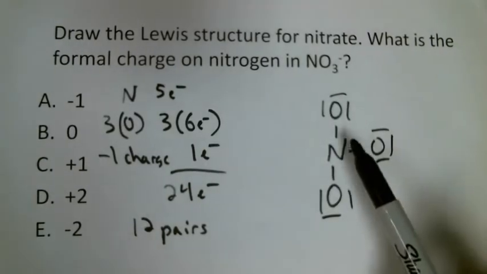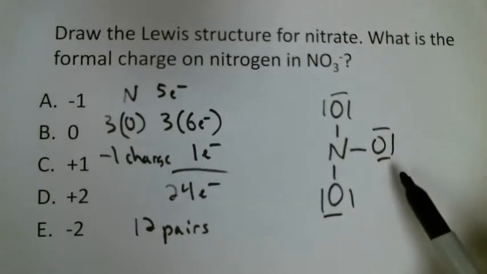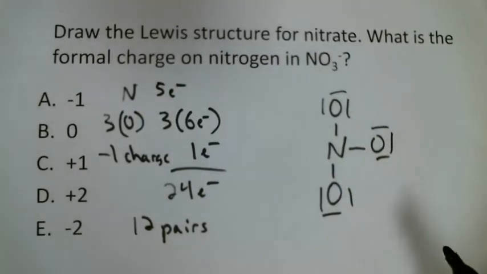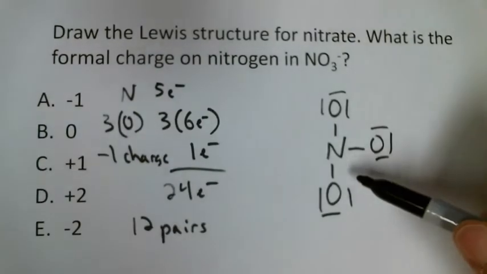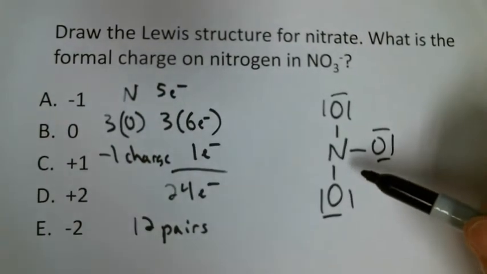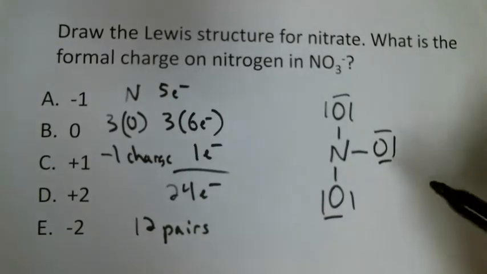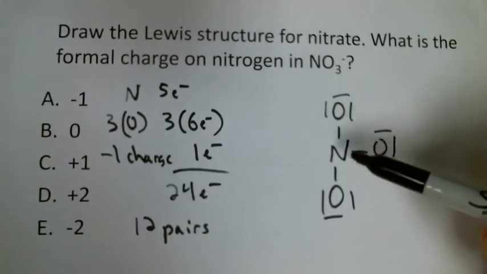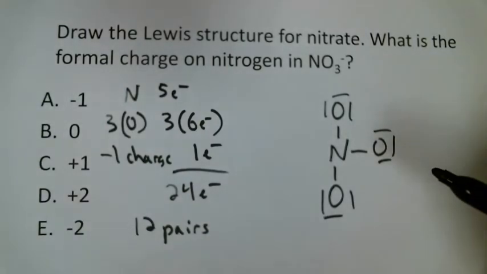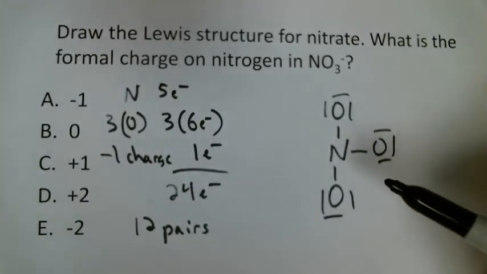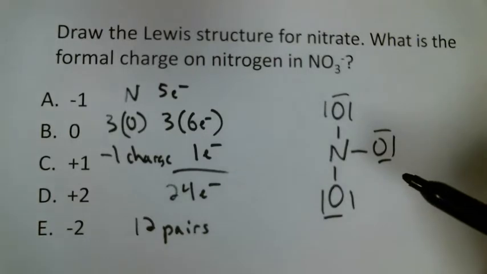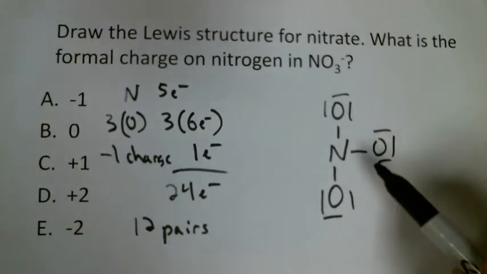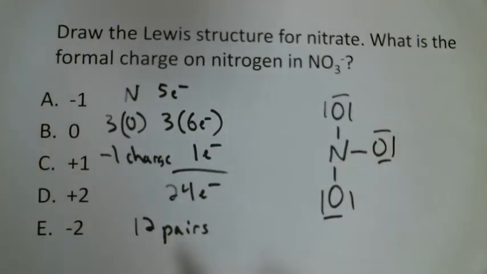So in doing that, I've filled the octets on the oxygen. But we know that nitrogen also has to have a filled octet because it's in that second row there. Carbon, nitrogen, oxygen, fluorine have to follow the octet rule. It can't be electron deficient. And so this is not the Lewis structure for nitrate. We've got to fill that octet for nitrogen.